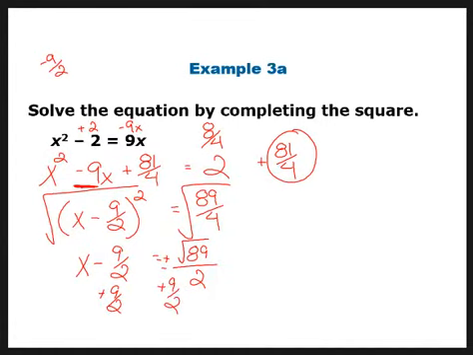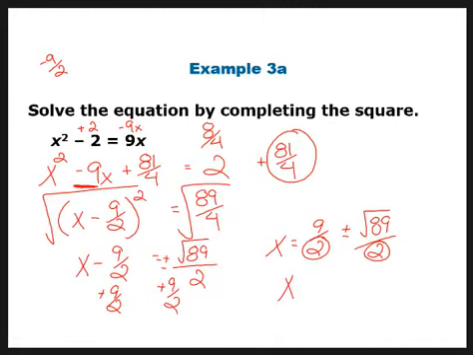So what happens is I get x equals 9 over 2 plus or minus the square root of 89 over 2. Now I want to look at that square root of 89 to see if there would be any perfect squares that go into it. 89 is a prime number, so nothing goes into it that's a perfect square, so I can't do anything with that. But what I can notice here is I do have common denominators, so I can actually write this as one fraction.